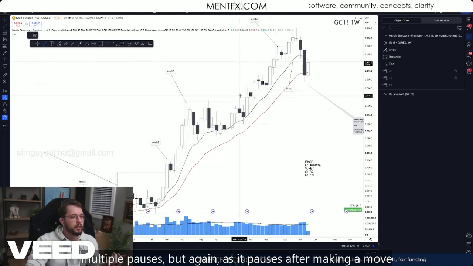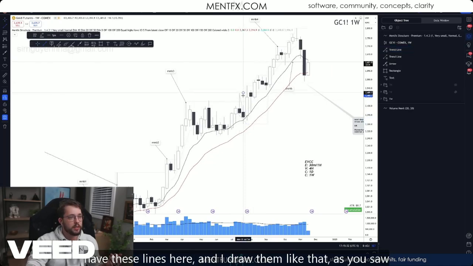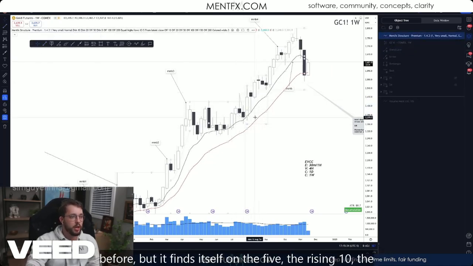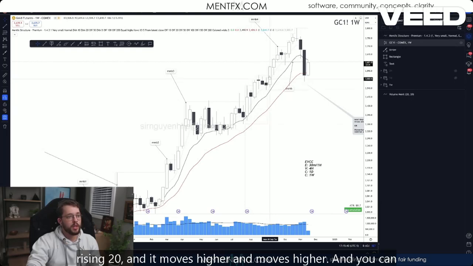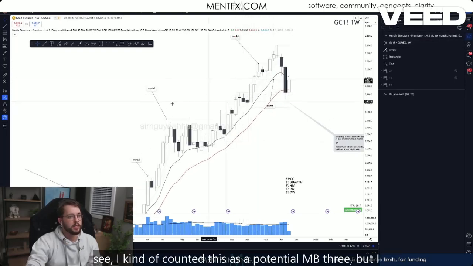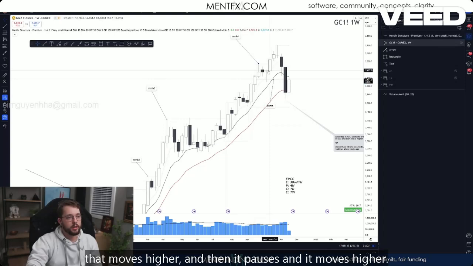But again, as it pauses after making a move up, where does it find itself? And again, you can see why I have these lines and I draw them like that, as you saw before. But it finds itself on the 5, the rising 10, the rising 20, and it moves higher. And you can see I kind of counted this as a potential MMMB3, but I also could have made it MMMB4. This is preference. And that moves higher. And then it pauses and it moves higher.